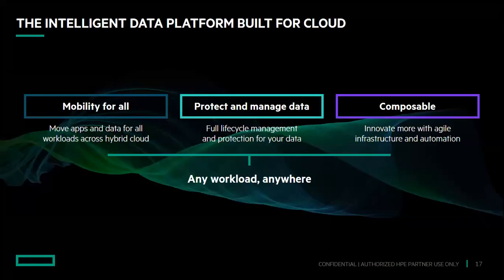Then we say that this intelligent data platform is built for cloud. That means we offer mobility. First of all, move your applications and your workload across the hybrid cloud, in any cloud, whatever cloud is good for you. Then we also say protect and manage your data, with full life cycle management and protection for your data everywhere, wherever it is. Then we also offer composability. That means innovate with more agile infrastructure and automation. You can run some REST API scripts to auto provision your workloads, and again, you can use the same resources to provision some other workload.